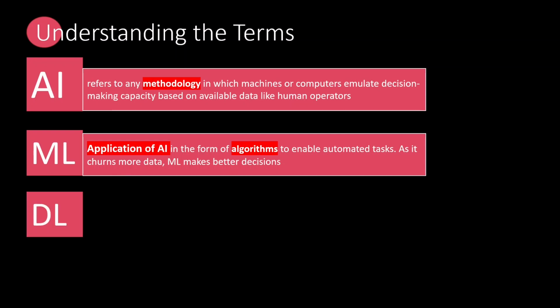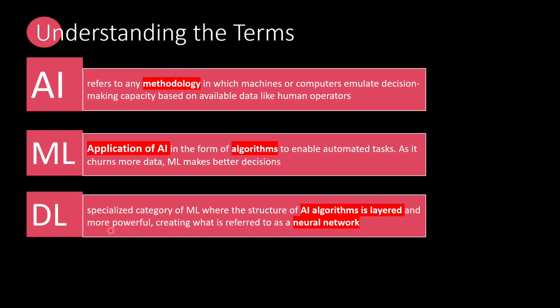Next is DL, or deep learning. Now, deep learning is a specialized category of machine learning where the structure of the AI algorithm is layered, and I've talked about it in the list of algorithms as well. Once you have a layered structure of machine learning algorithms, you have deep learning, which creates a neural network. Now, this neural network is inspired by the human neurons, which have multiple layered decision making, and that is what is implemented in a deep learning model.